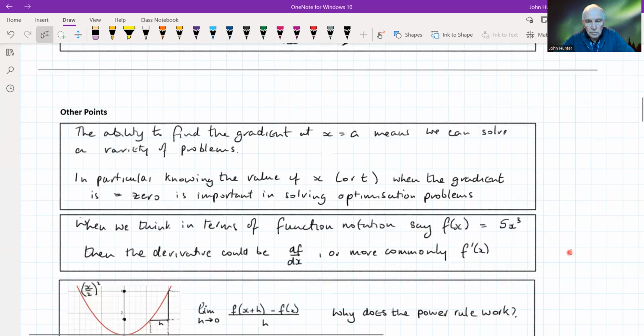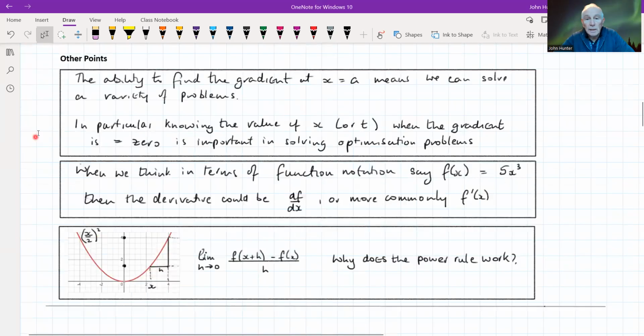Let's move on and see one or two other things. Why do we do it? The ability to find the gradient at some point means that there are a lot of problems in maths that we can solve. Most importantly, we always talk about x, but it's just a letter. Very often our functions will be a function of t, in mechanics and lots of applied maths, where we might be interested in the independent variable being time. But at the end of the day, it's just a letter, and the process is exactly the same.